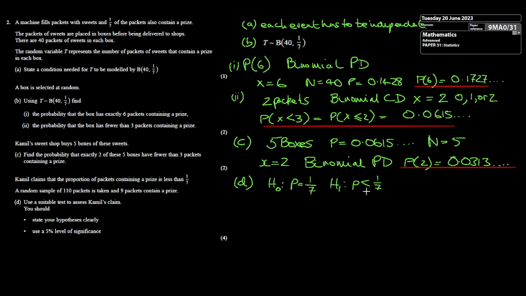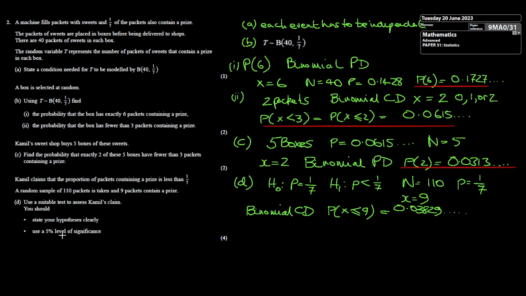So here are the 2 hypotheses. The null hypothesis is that p is equal to a seventh, and the new suggestion is that p is less than a seventh. So we've got the number of packets being tested is 110. We're going to assume for the moment that the probability is a seventh, and the result of the survey is that 9 of the packets contains a prize. So using the binomial CD function on the calculator, then I'm going to calculate the probability of our value of the number of successes is less than or equal to 9. And I get an answer of 0.03829, and on it goes.